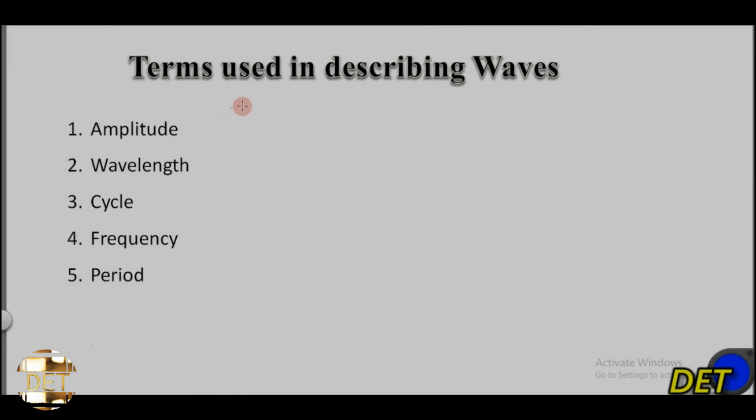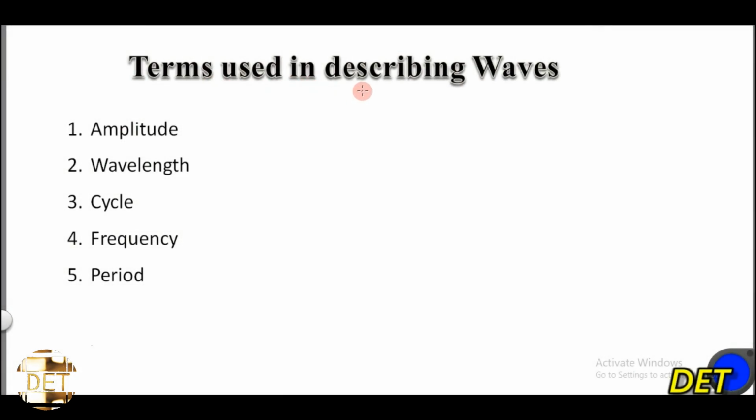Okay, in this lesson, we're going to look at terms used in describing waves. We're going to look at 5 terms: the amplitude, wavelength, cycle, frequency, and period. These are the 5 basic terms that are used in describing waves.